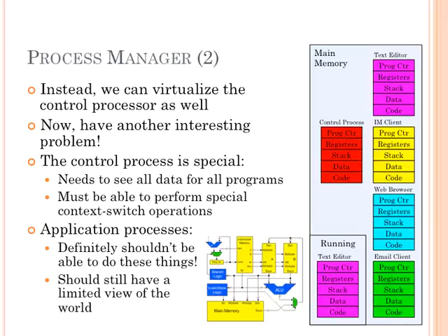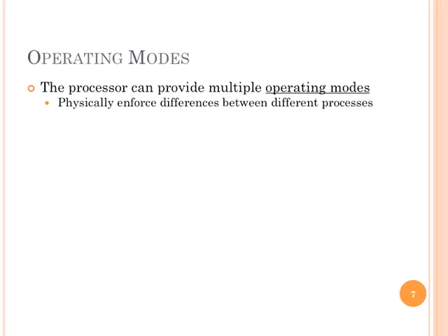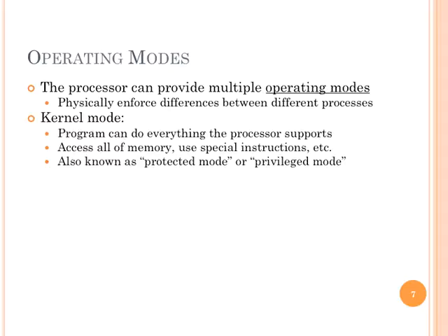Okay? The way that we do this is that processors now have multiple modes of operation, where we can actually have the processor itself in hardware physically enforce this distinction between application processes and control processes.